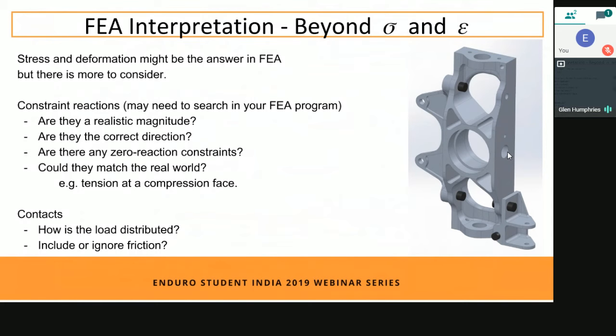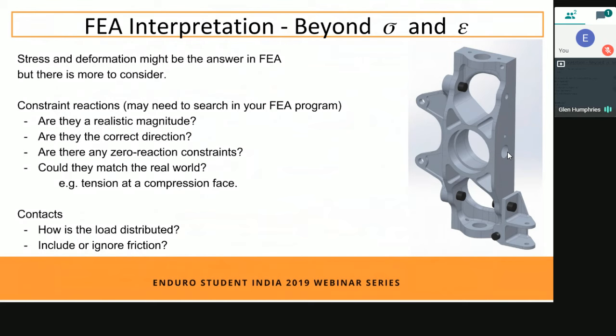Are they the correct direction? If I'm pushing up on a component, are its constraints pushing downwards against me, or are they also pushing up? And if so, we've obviously violated Newton's third law, and something's gone horribly wrong, so we need to look into that. Are there any zero reaction constraints? For example, did you constrain 4 points on an object, and then there's only reaction forces at 3 of them, the other one's basically useless? This tells us that either your constraint assumptions were wrong, and that point is not required, or that the algorithm has decided that that point isn't required when you actually know it is. So we need to look into that.